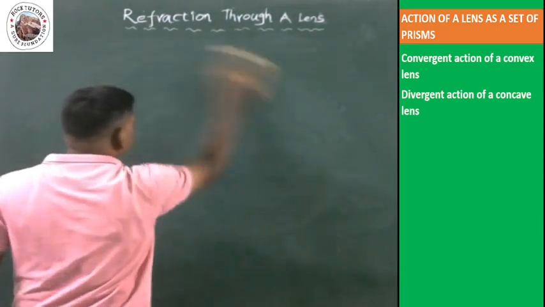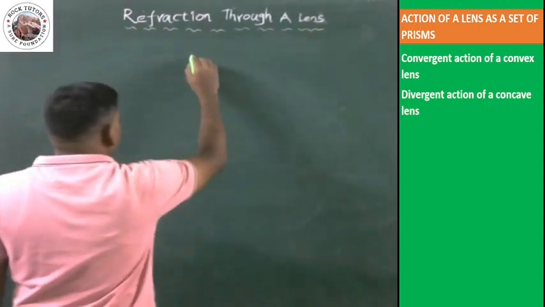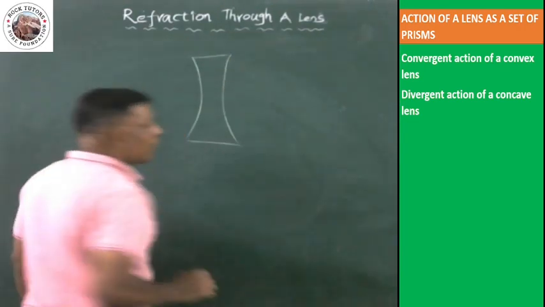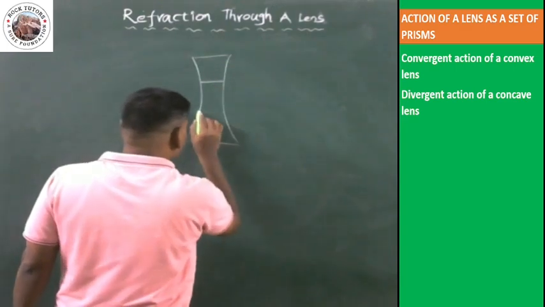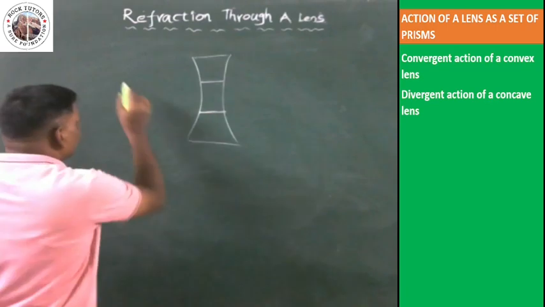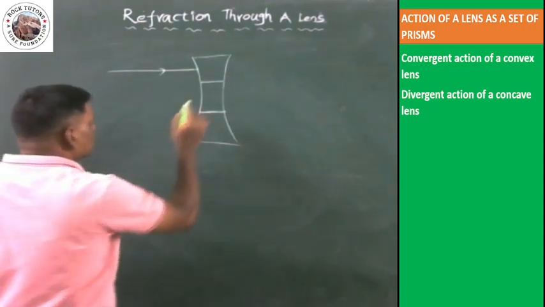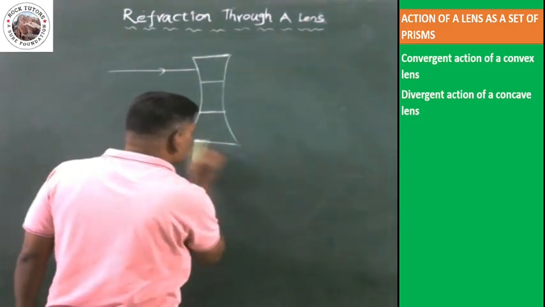See here, this is a concave lens. You know that this portion and this portion, this is a prism, this is a prism. Then the light is falling on this one. So this is the base of the prism. Here the base of the prism, this is also the base of the prism.